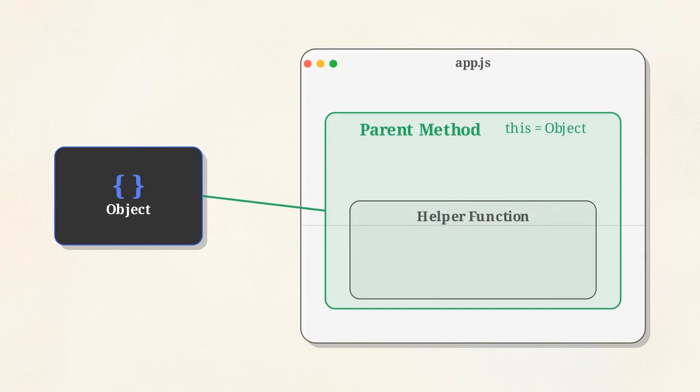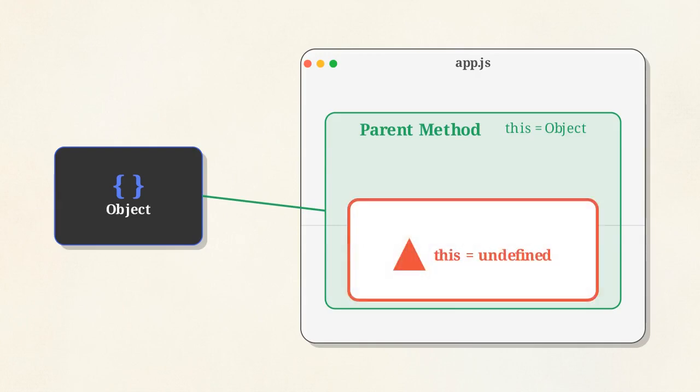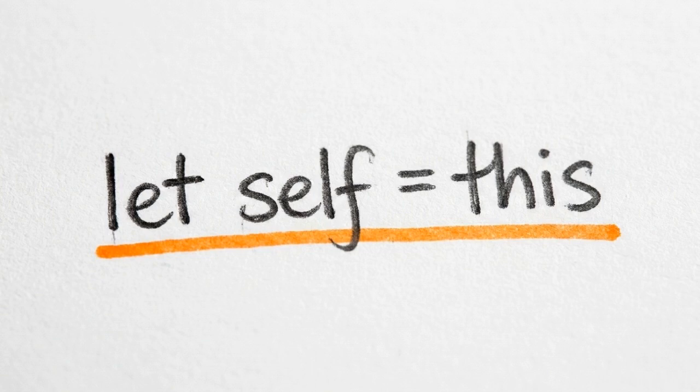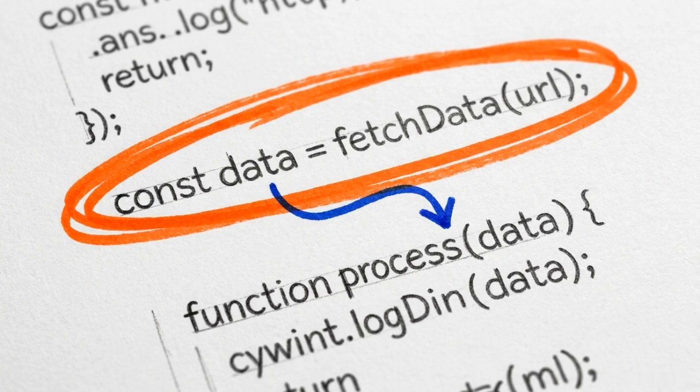If a method uses a helper function inside it, that inner function runs as a standalone invocation, instantly losing the parent's context. Historically, developers trapped the parent context by declaring a variable, often let self equals this, creating a manual closure so the inner function could find the right object.